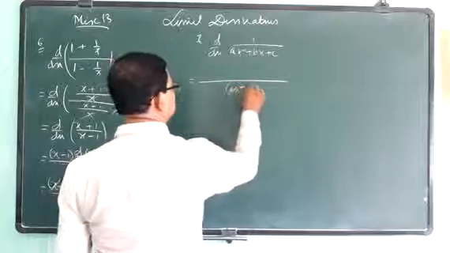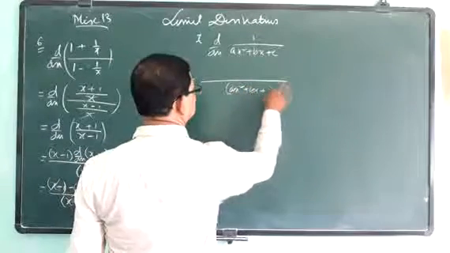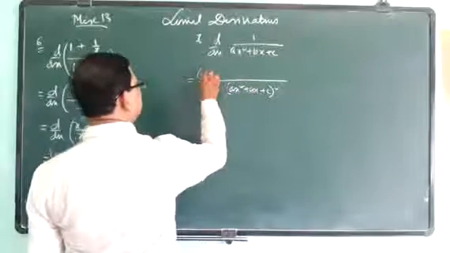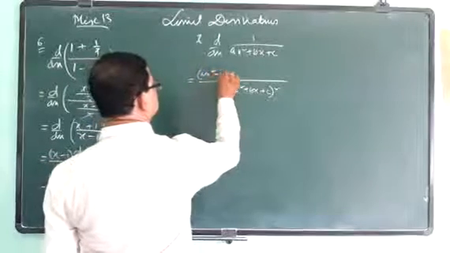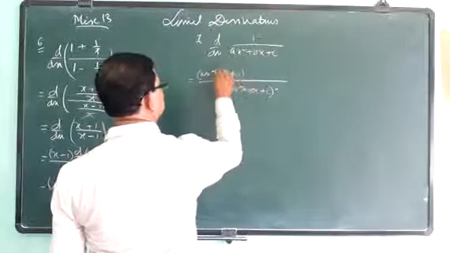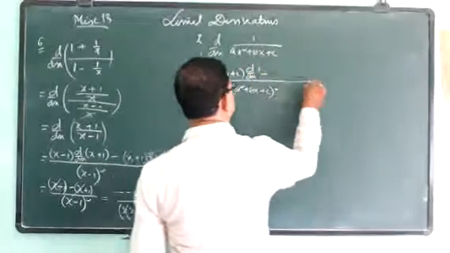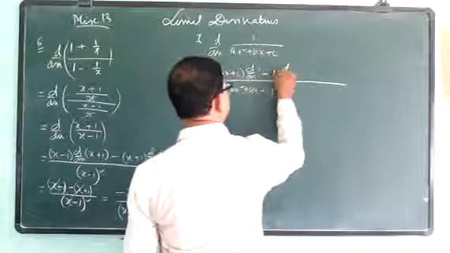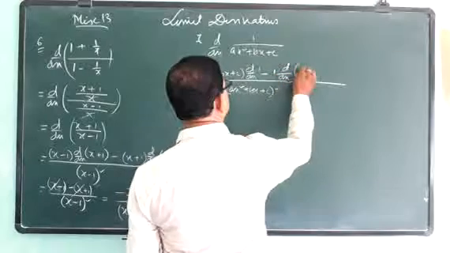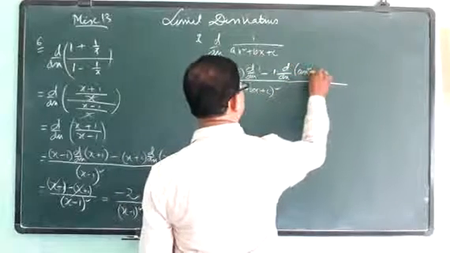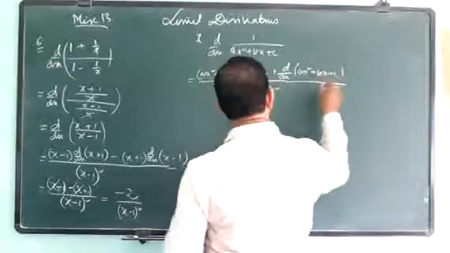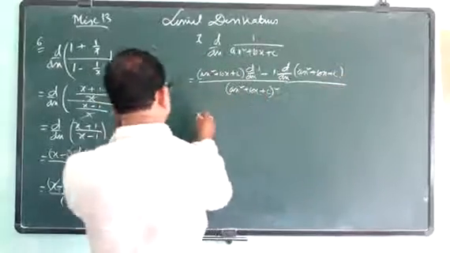Denominator square. Then keep denominator, differentiate numerator. Keep numerator, differentiate denominator. That is the u by v procedure.